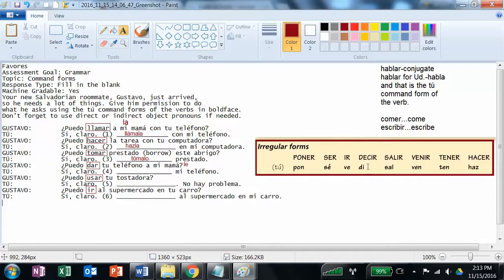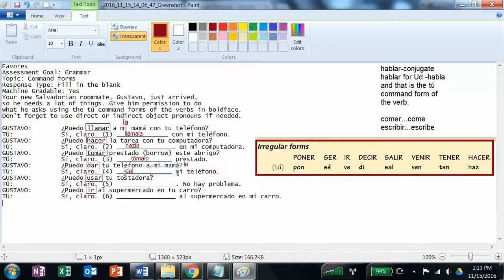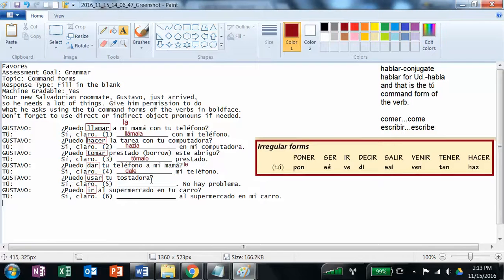Dar is irregular. No, it's not. I'm sorry. Dar is only irregular in the usted form. So dar is da. Dale mi teléfono means give her my phone. And I don't need to write in an accent mark because the A had the stress. And when I add another syllable, the A would still have the stress, so we're okay. ¿Puedo usar tu tostadora? Sí, claro.